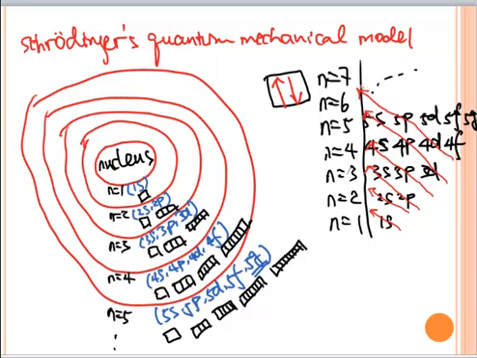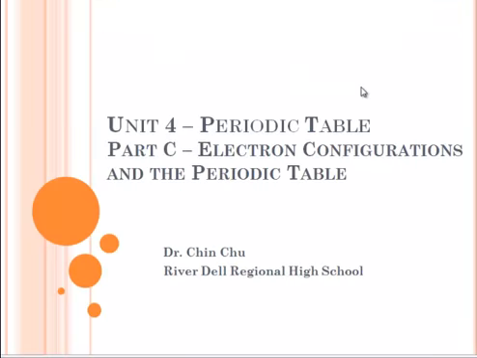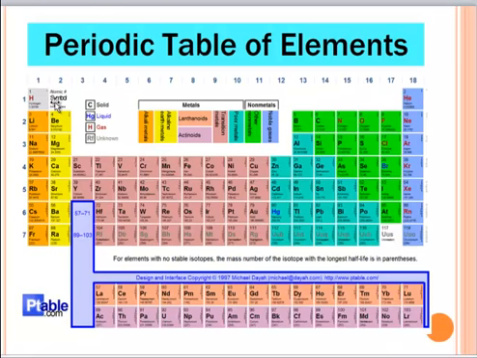So this coupled with Hund's rule, we can have a complete picture of how electrons are organized surrounding the nucleus of each element at its lowest possible energy state. We call it the ground state. So then let's go back and take a look at the group 1 elements. Group 1 elements include hydrogen, lithium, sodium, potassium, rubidium, cesium, and francium. This column. Let's take a look at the electron configurations.